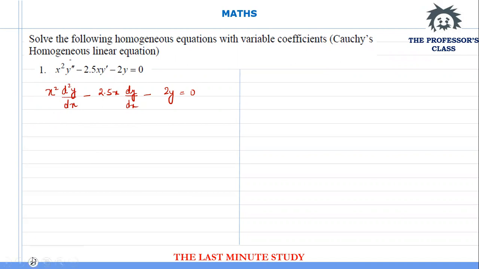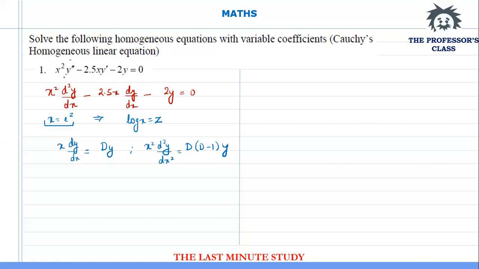Now how to solve this? There is a technique for this. We assume x to be equal to e raised to the power z. From here, if you take log on both sides, you'll get log of x is equal to z. Now if you differentiate this, you are going to get some things which we are going to use while solving this homogeneous linear equation. The result that you are going to get is x times dy by dx is equivalent to D of y. Similarly, x square d square y by dx square is equivalent to D(D minus 1) of y.